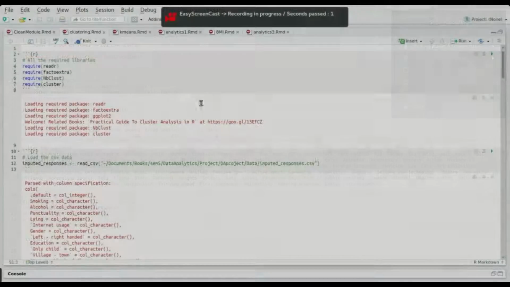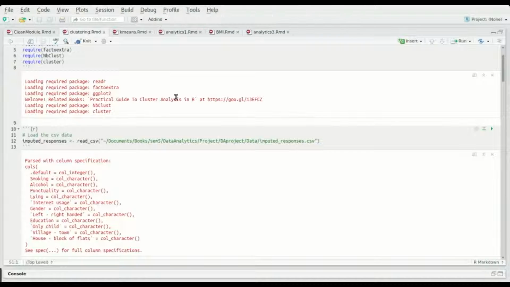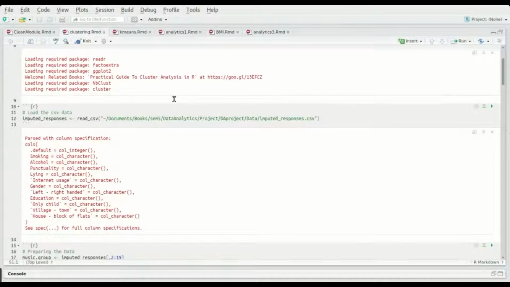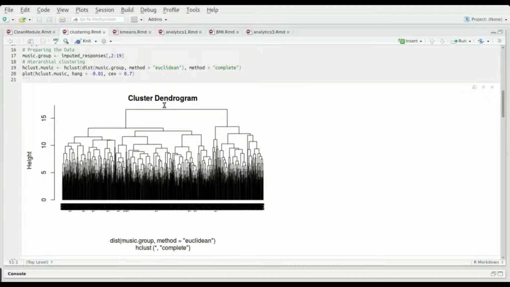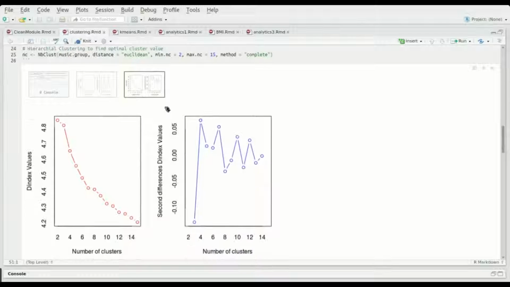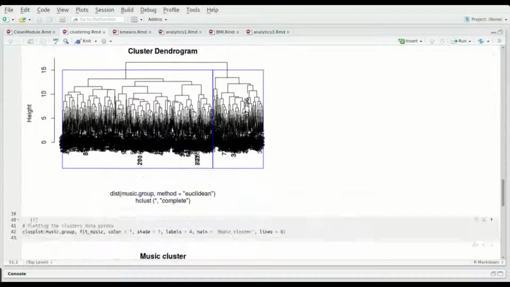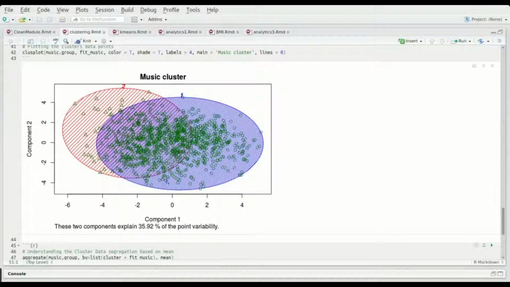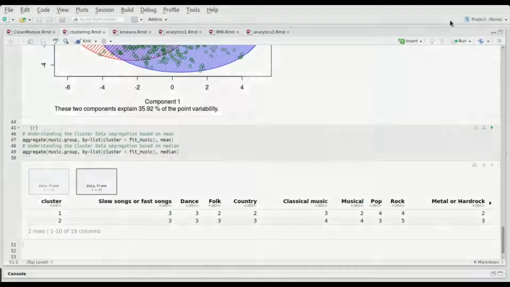For the first problem, clustering based on features, we have used the feature of musical preferences of young people. Here we are performing clustering using hierarchical clustering, and it turns out that the optimal number of clusters was found to be 2. After clustering we get this graph for the clusters found, and these are the data points in the two clusters by mean and the median.